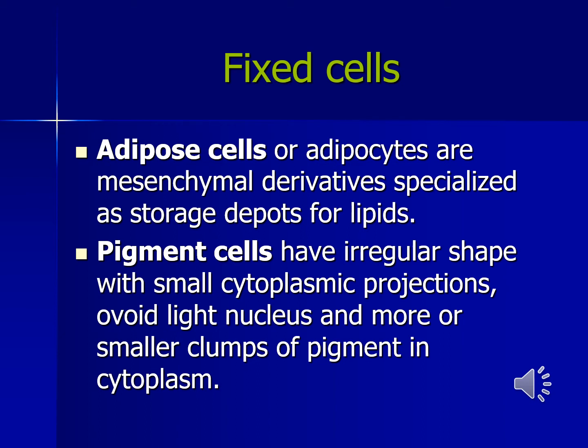Pigment cells, or melanocytes, is another name. Pigment cells have short processes and a star-like shape. In the central part of the cytoplasm there is melanin. These are granules with pigment, and the cell is produced in the embryonic period from neural crest cells.